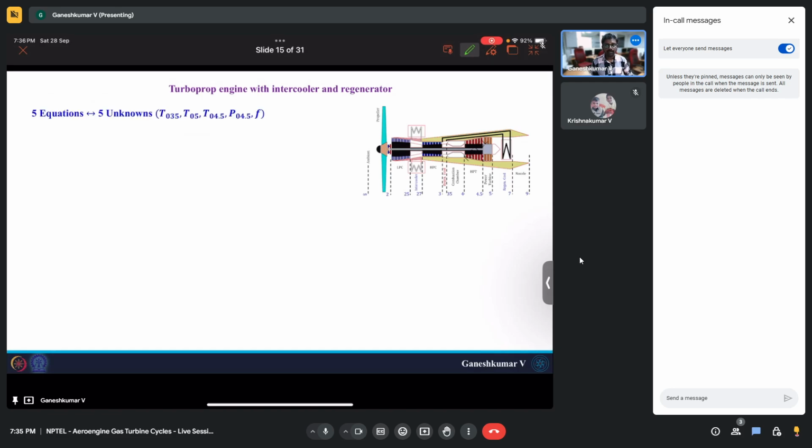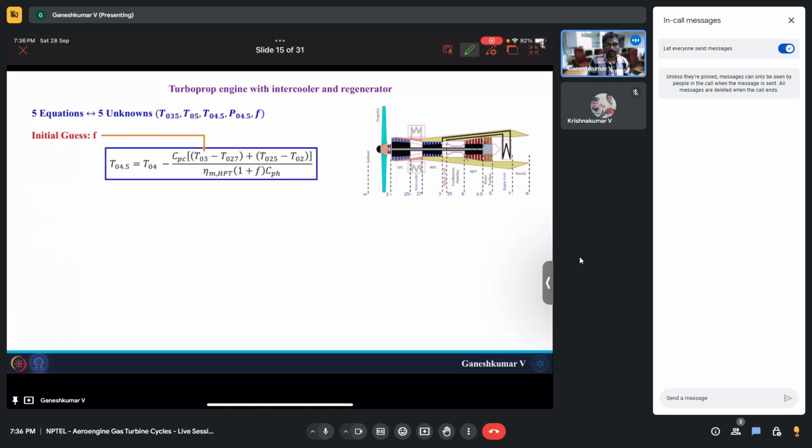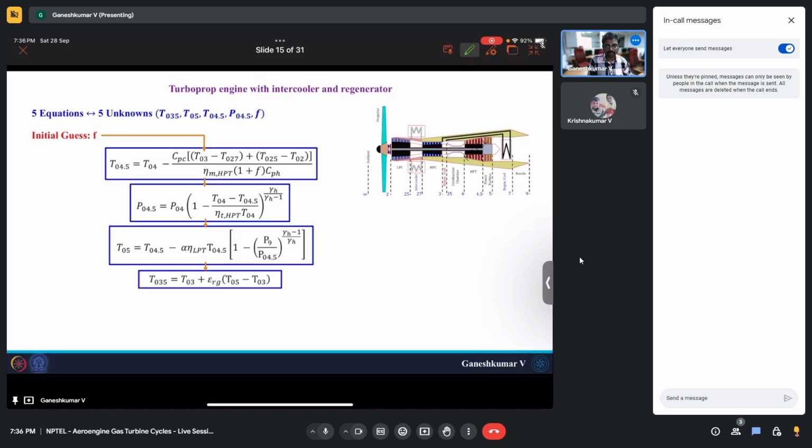So we have discovered 5 equations till now which we couldn't solve, and we had 5 unknowns: T035, T05, T04.5, P04.5, and F. How are we going to solve this? Initially you guess F, and once you guess F, you use the HPT work equation. From there you can find T04.5, and from T04.5 you also find P04.5. Once you know P04.5 you can find T05, and then T035, and again you can find F. Then with this new F, you repeat these iterations until you find F to be the same.